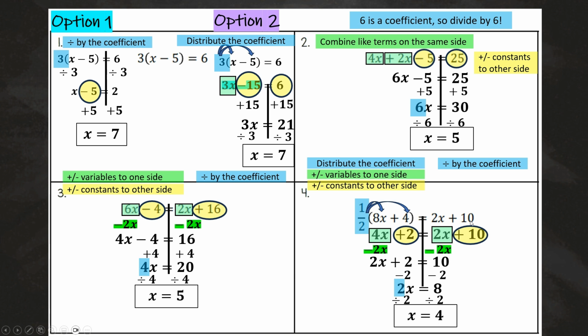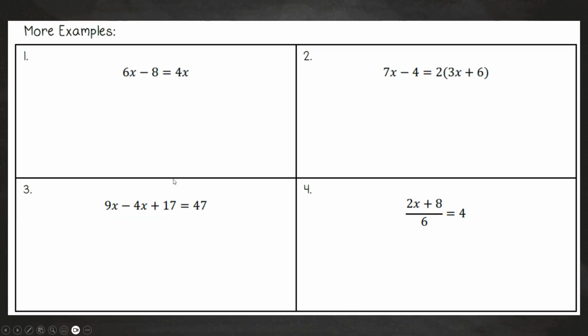Hopefully you are starting to get the hang of it. The purpose of these color codings is so that you can keep track of what you're doing, and when you look back at your notes, you have steps that you followed. Okay, here's a few more examples.